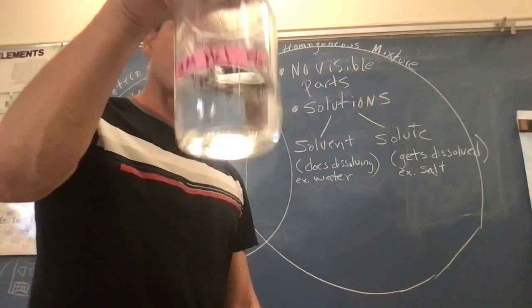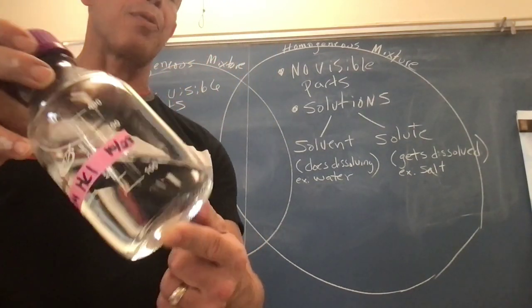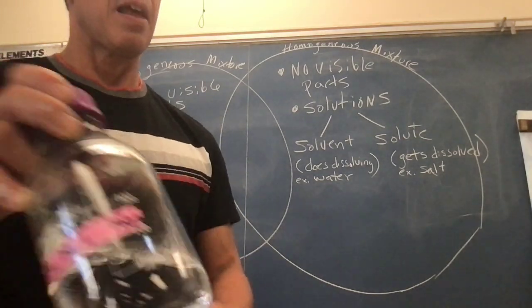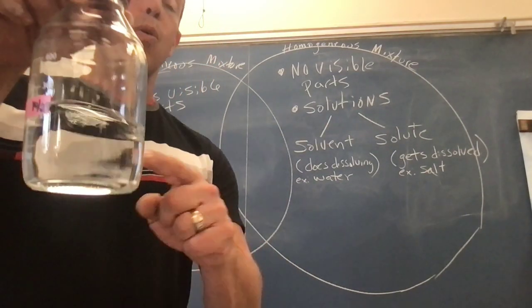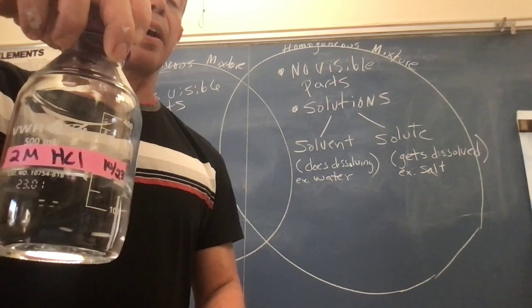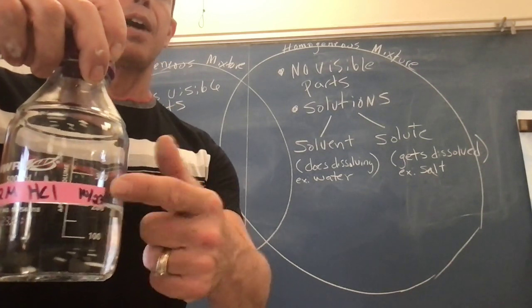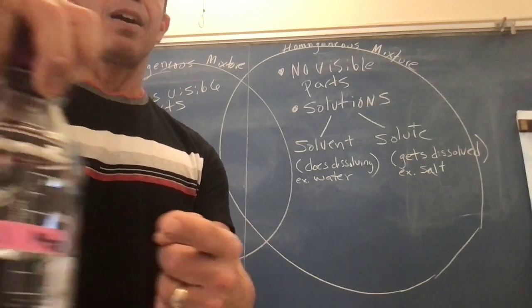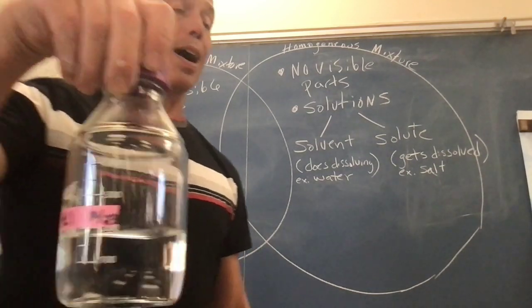But what you would think when you saw that was that this was just a simple glass of water, with no visible parts, when the reality is that it's got hydrochloric acid with water in it. Those two things together have made a solution. The water dissolved the hydrochloric acid, so the water was the solvent, and the HCl in there was what got dissolved. So that was the solute.